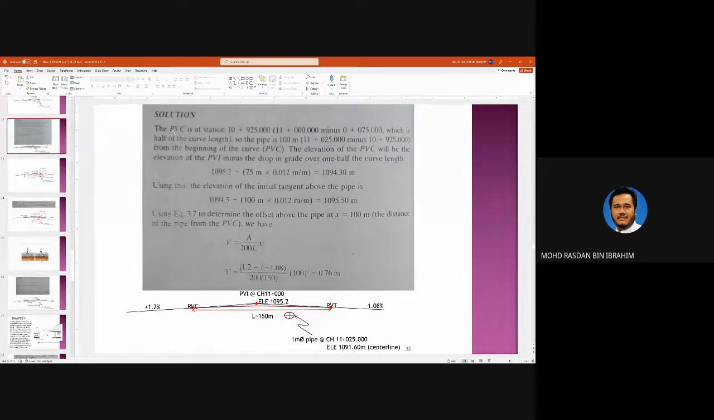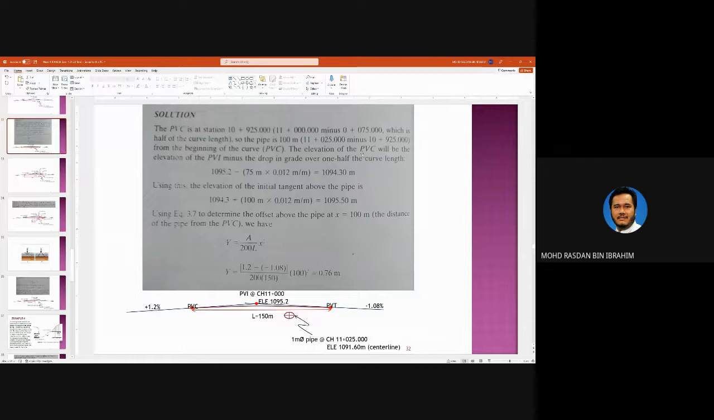So PVC is at station 10 plus 925, which is chainage 11,000 here minus half of L. L is 150 meters, half of L is 75 meters. So the pipe is at chainage 11 plus 25 minus chainage 10 plus 925 from the beginning of the PVC. So the distance of the pipe is 100 meters from PVC.